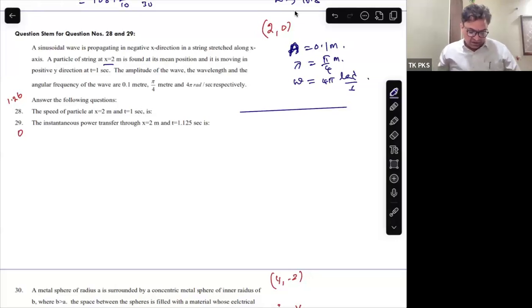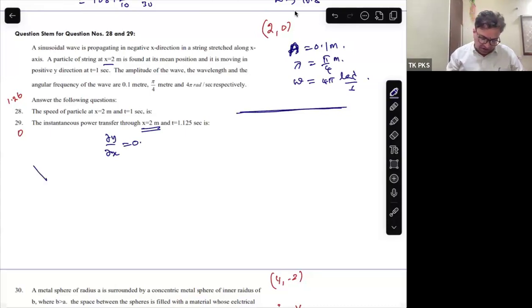At x equal to 2 meters, it is found at its mean position. Remember, dou y by dou x is equal to 0, because you said at its mean position, not extreme position. At mean position, slope is 0. So instantaneous power transferred is 0. I can answer that immediately.